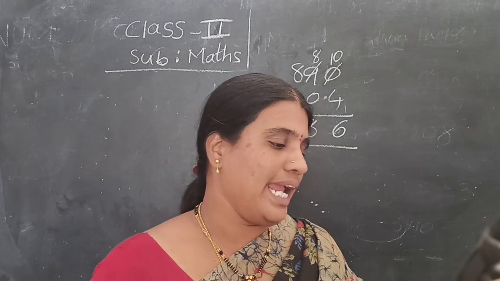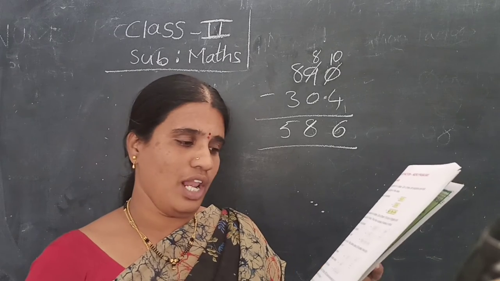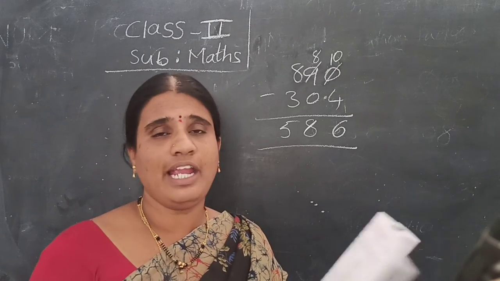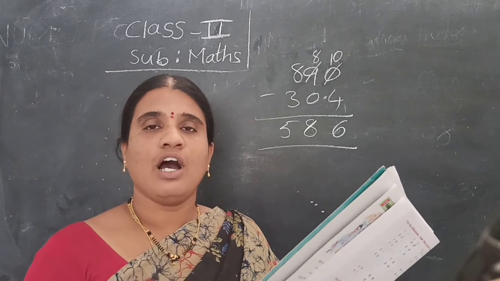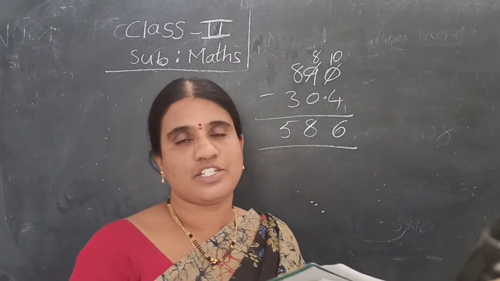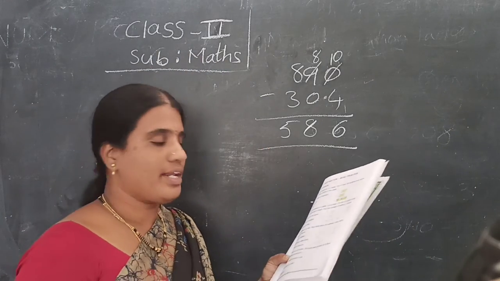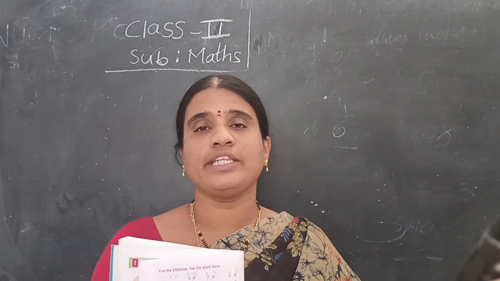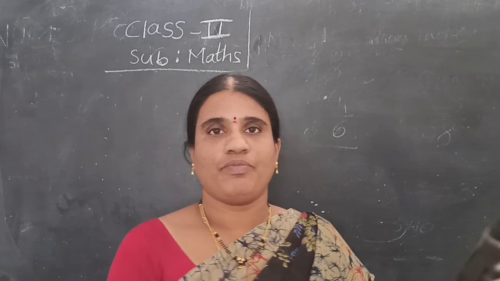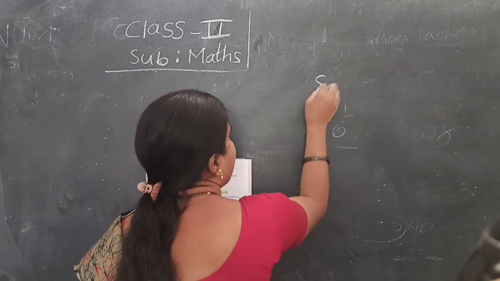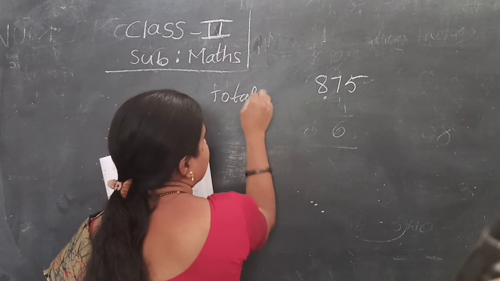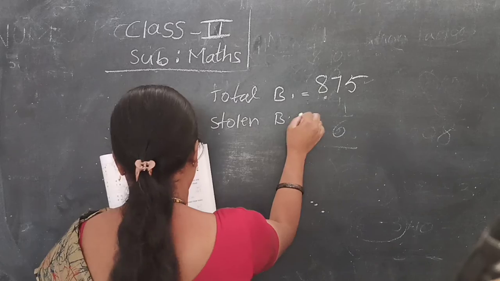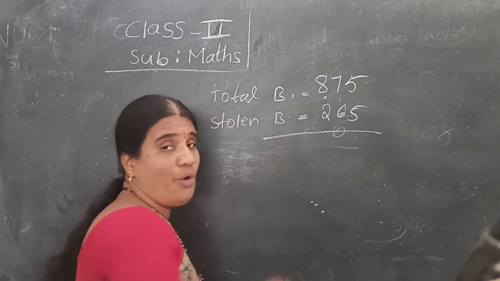See, I will read one question. A library had 875 books in all. 265 books were stolen by a thief. So, in total how many books are there in the library? 875. A thief, how many books did he steal? He stole 265. So, he is asking, how many books are left in the library? When we read a word problem, first you have to think whether we have to do addition or subtraction there. Okay? So, total books are 875. Next, stolen books are how many? 265. Now, you have to think carefully.